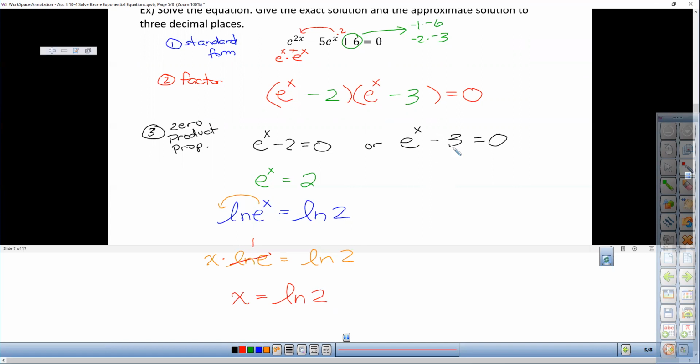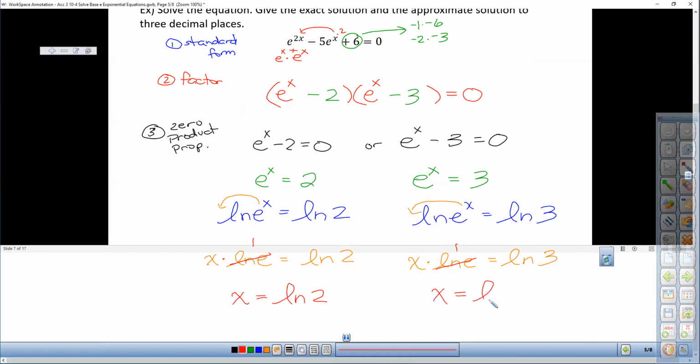Over here, I'm looking at a similar process. So I add 3 to both sides. Now I have a power equals a power structure, so I can take the natural logarithm of both sides. Now I can use my power property to undo my exponent. And again, instead of having to undo the multiplication with division, I have a natural logarithm of e, which I should know simplifies to 1, giving me x equals natural logarithm of 3 as a second solution.